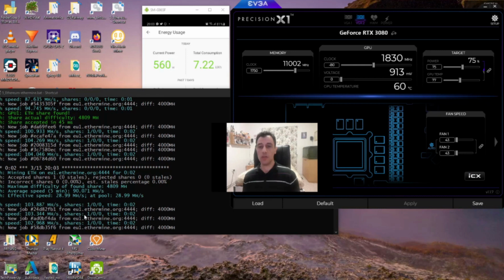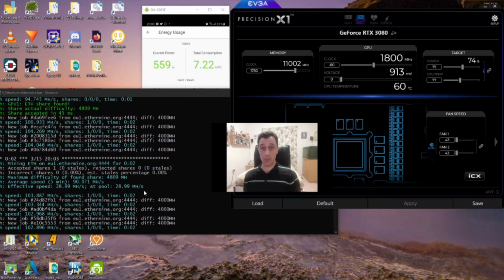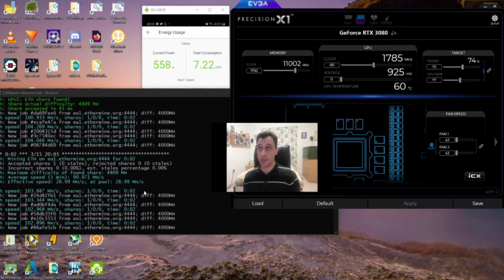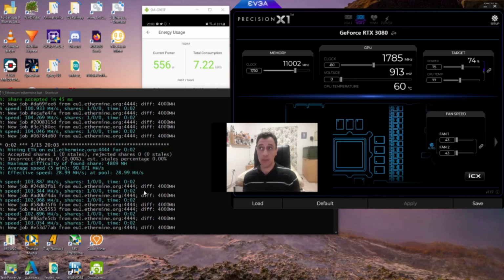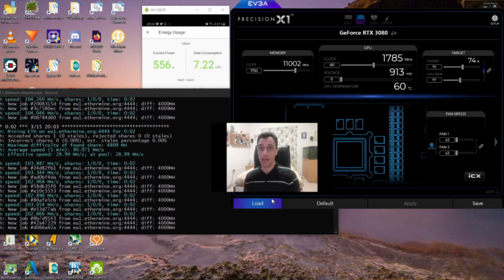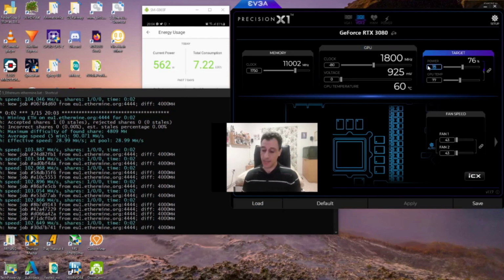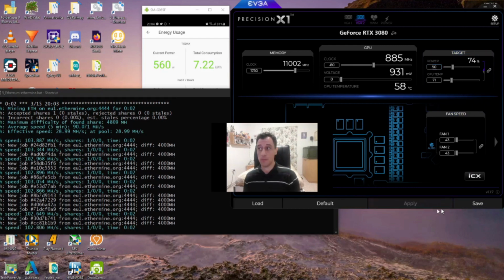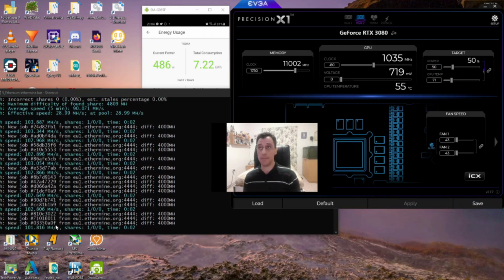102, 103. I did run this for weeks on end and it was stable with these clock settings. So 1750 on the memory clock, minus 80 on the core clock, and 75% power. Actually, I can go less. I think I actually went down to 50% power on this, and it will still keep the same hash rate.